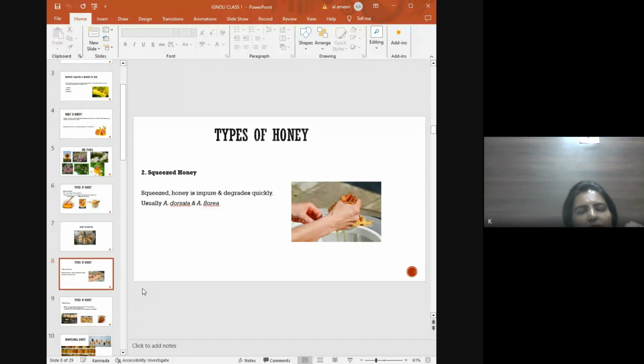Yeah. So this one is the squeezed honey. Squeezed with your hand, which is commonly done. Lots of people, especially tourists, when they visit the Western Ghats and some of the hill stations, can see tribals selling honey, maybe for 1,500. They say it is very clean, very nice. It is usually from Apis dorsata.